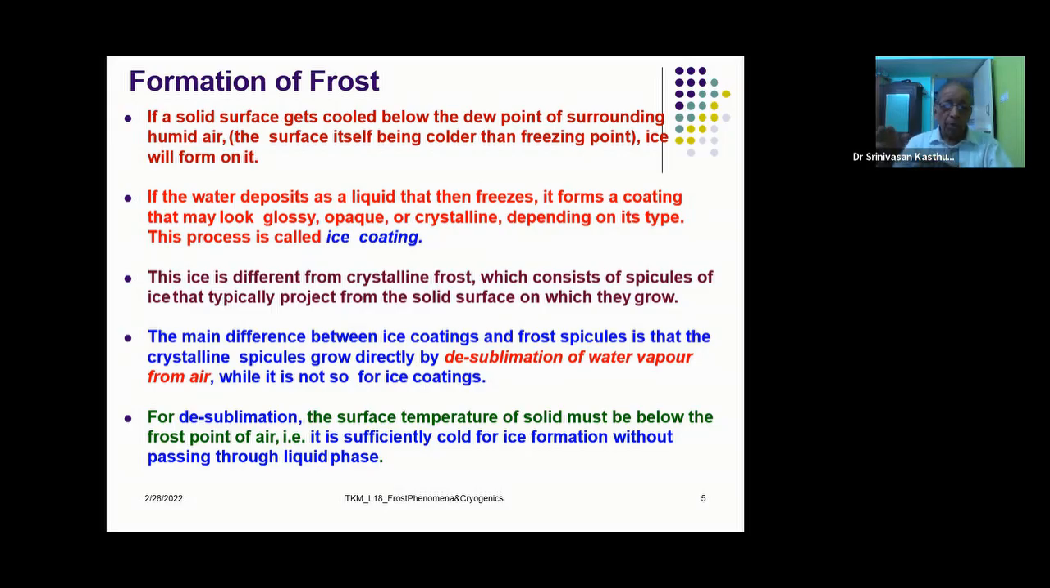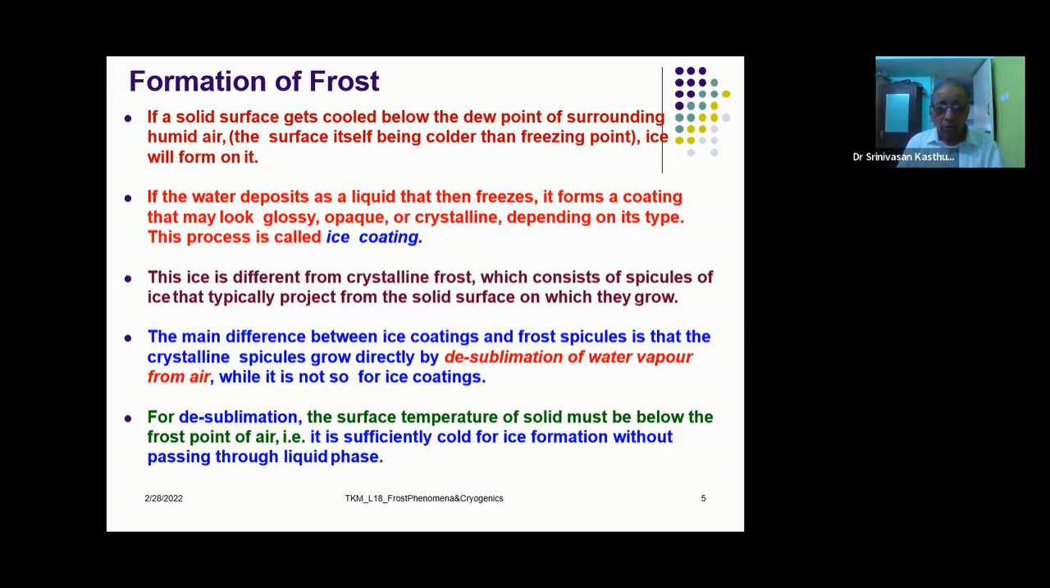In ice coating, what happens is the water vapor in the surroundings first becomes water. The water falls on the particular surface. Then it becomes frozen, and you have complete ice formed. Over that, you keep on forming more and more ice.